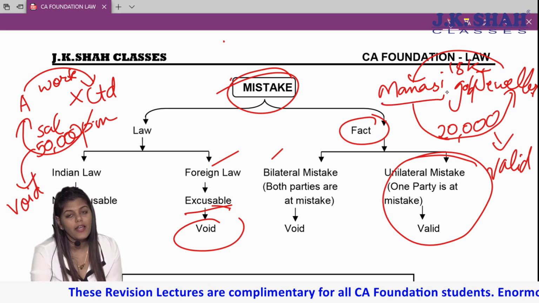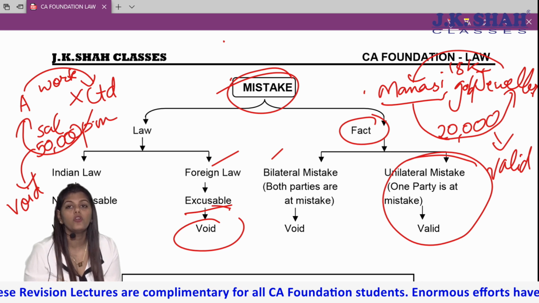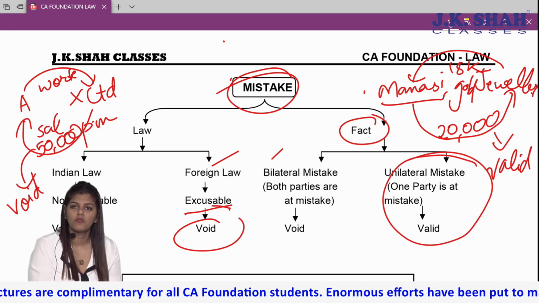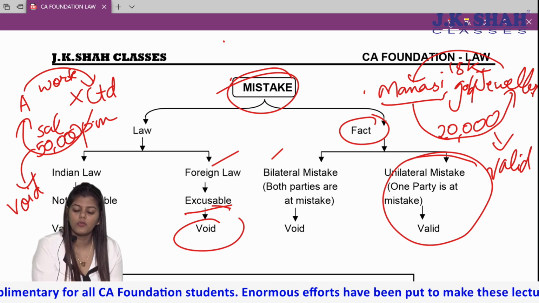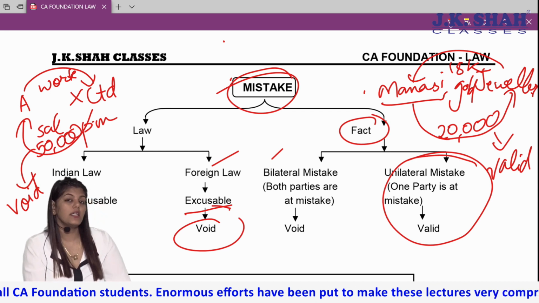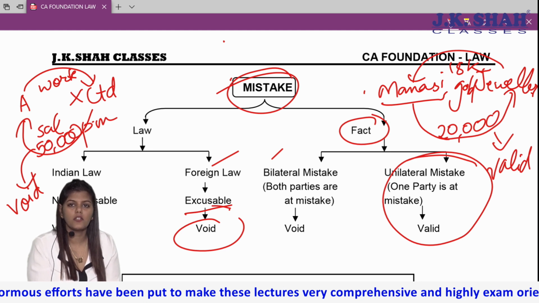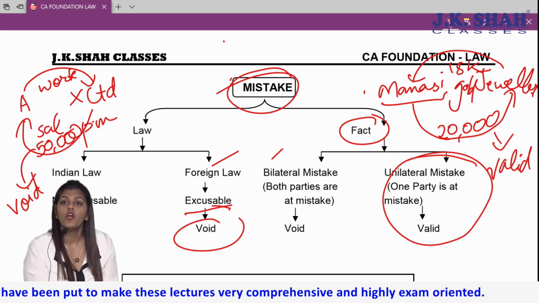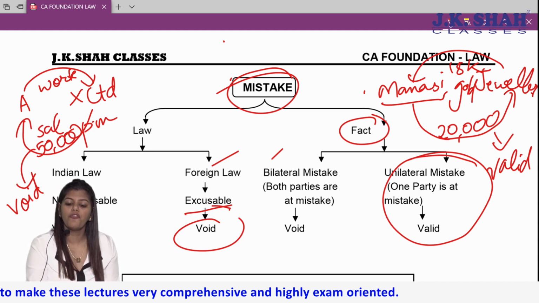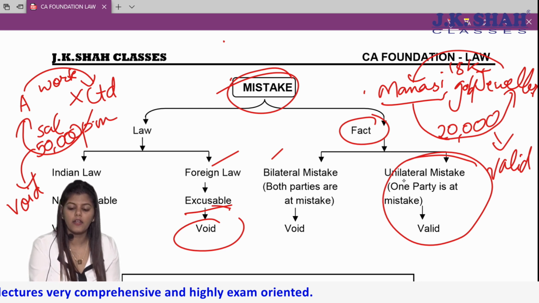Mansi ko lagta hai, Mansi thinks 18 karat gold is pure gold, which is rubbish. This is just an example, don't take it seriously. So Mansi thinks 18 karat gold is pure gold, which is wrong. The fact is 24 karat gold is pure gold. So Mansi made a mistake of fact, which is a unilateral mistake.